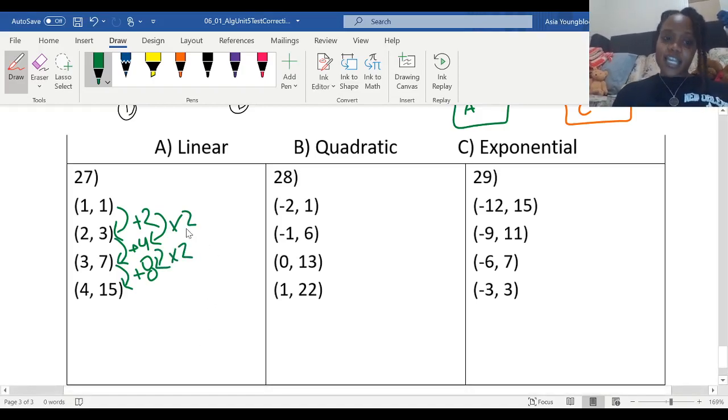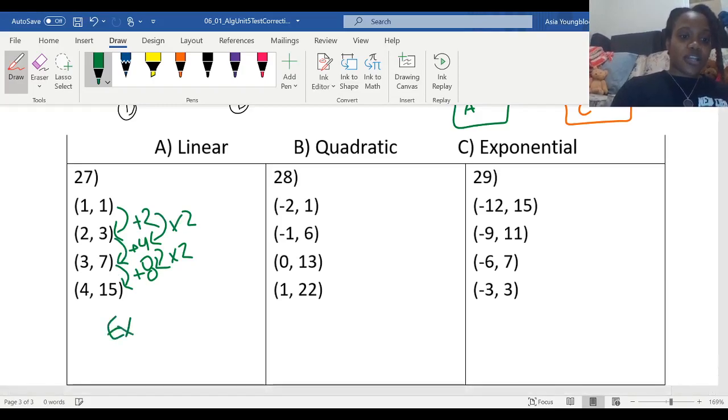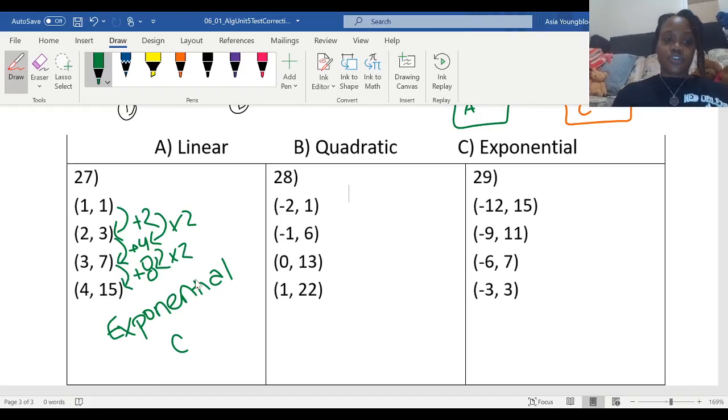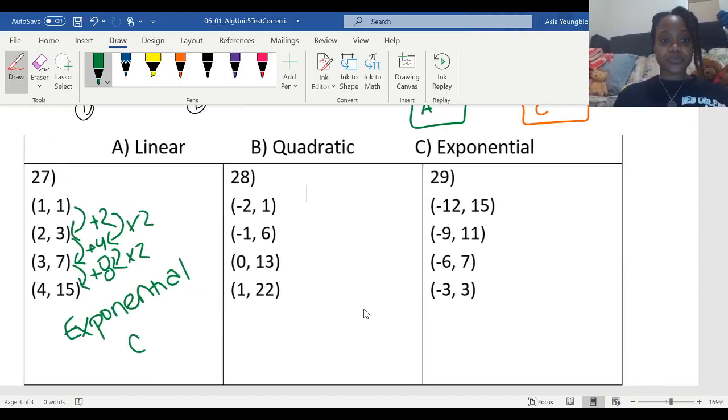So because this second change is with multiplication, we know that these ordered pairs have to represent an exponential function. So we're just going to write exponential, and our answer would be C. So to show your work for this on your test corrections, rewrite the ordered pairs, show me their changes, write the final answer, and for your reflection, tell me how we know it's exponential.